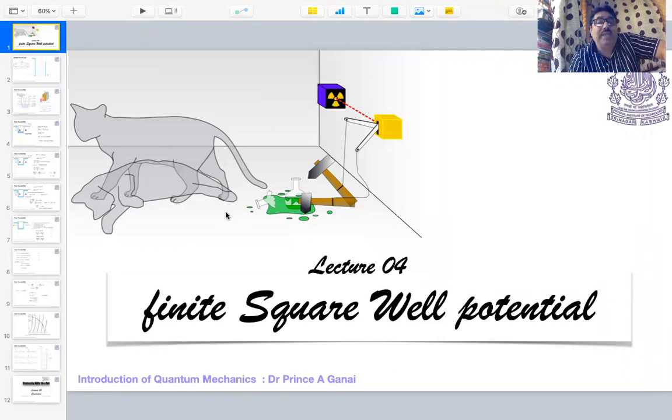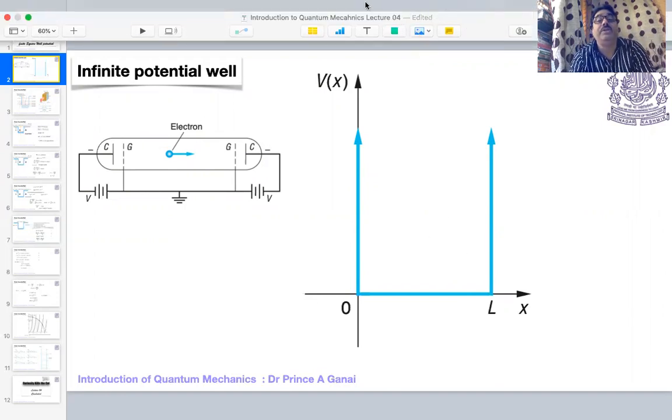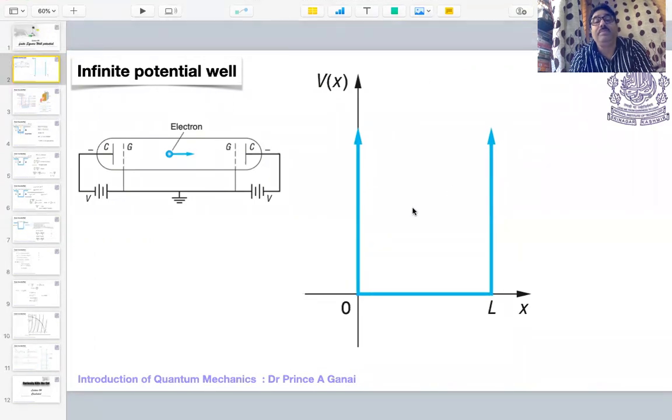Before I start today's lecture, let's remind ourselves what we did in our last lecture. In our last lecture, we talked about the infinite potential well problem. We had a potential such that at x equal to 0 and x equal to L, the potential is infinite, and a particle is bound inside this potential well. Then we applied the Schrodinger equation to figure out how this particle will behave, and we found some very interesting results.